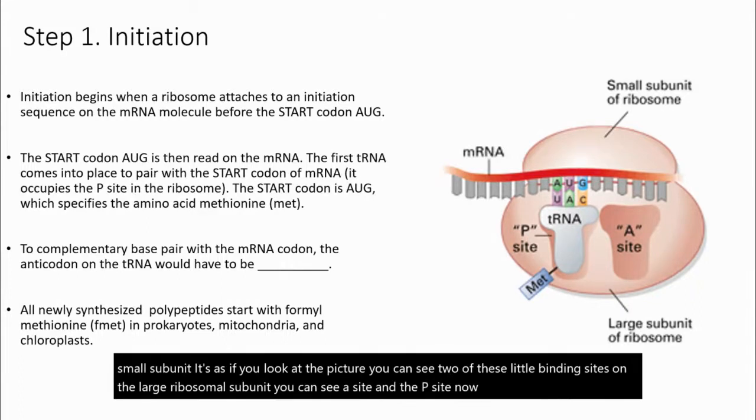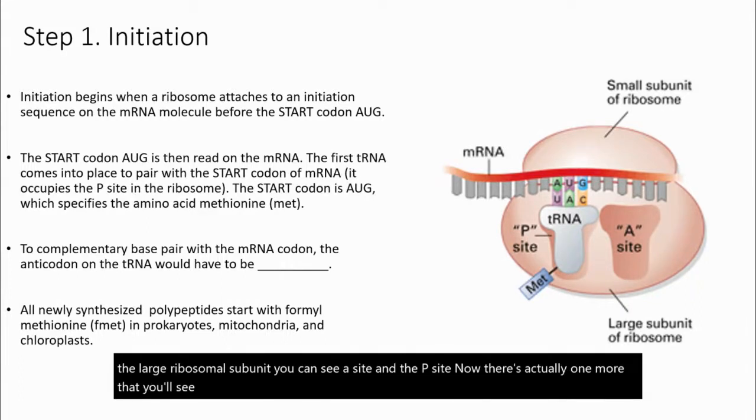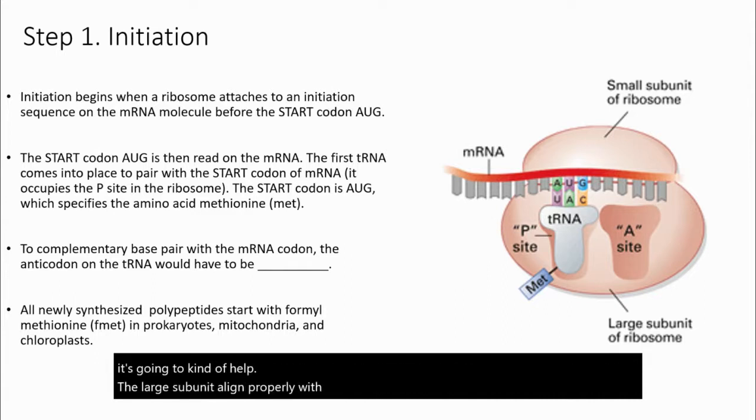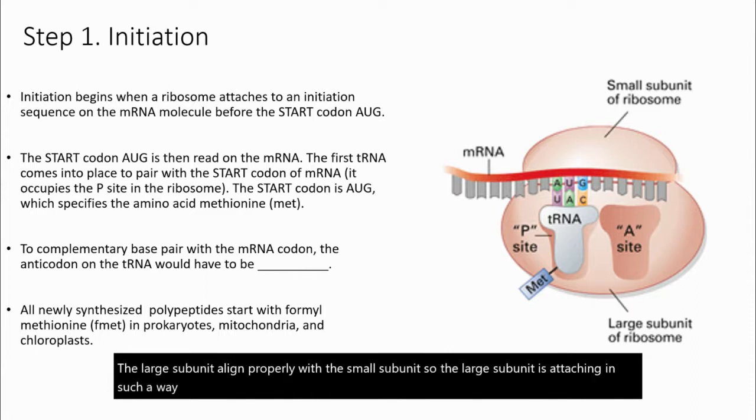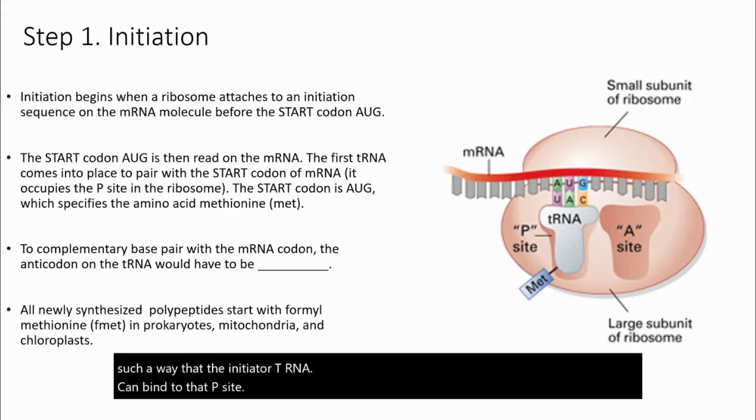Now there's actually one more that you'll see later. But what I just want you to notice is that because the tRNA is already there, it's going to kind of help the large subunit align properly with the small subunit. So the large subunit is attaching in such a way that the initiator tRNA can bind to that P site, okay? So at this point, we have all three key players together. So now we need to start building the polypeptide chain.